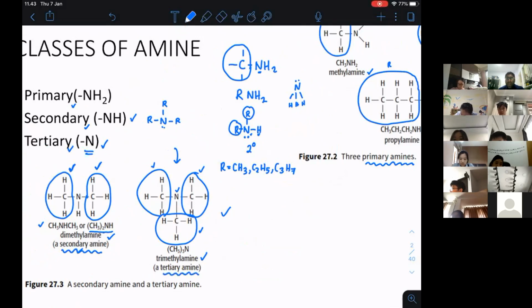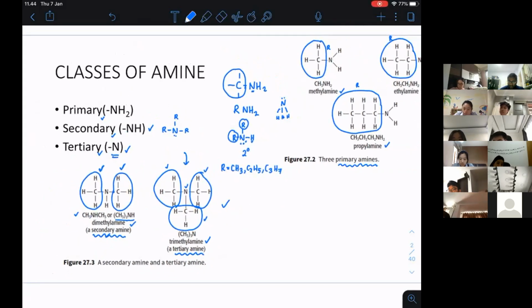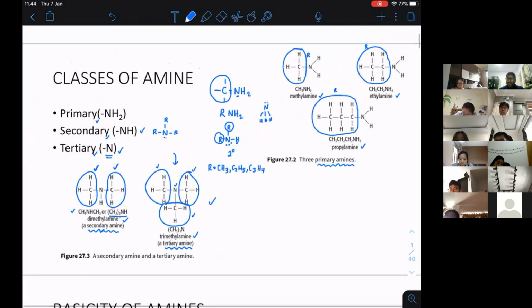So we have learned how to identify the amine groups, and we have learned how to name those amine groups as well. Okay. So any questions over here, Charlton, before I proceed? No. Okay, so let's move on.